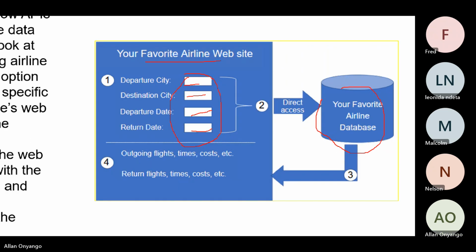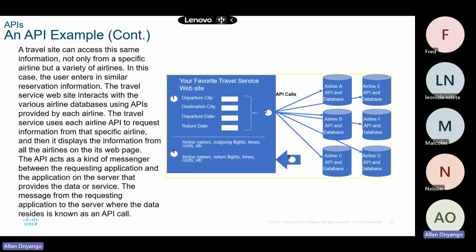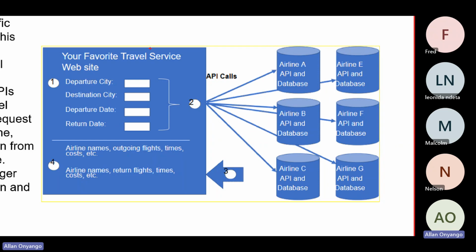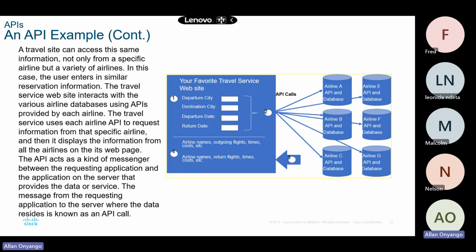Now, what if you seek the services of an agent? This is what the agent is going to be doing. The agent can input your departure city and your destination city and your departure date and returning date. And they can get all the flights, all the airlines with the outgoing flights and the times and the costs and the names of those airlines at a time and at a glance. What they do is use what's called application programming interfaces to return all the results that they need. And that's how they're able to make a comparison at a glance. So that is another very good example of an application programming interface.